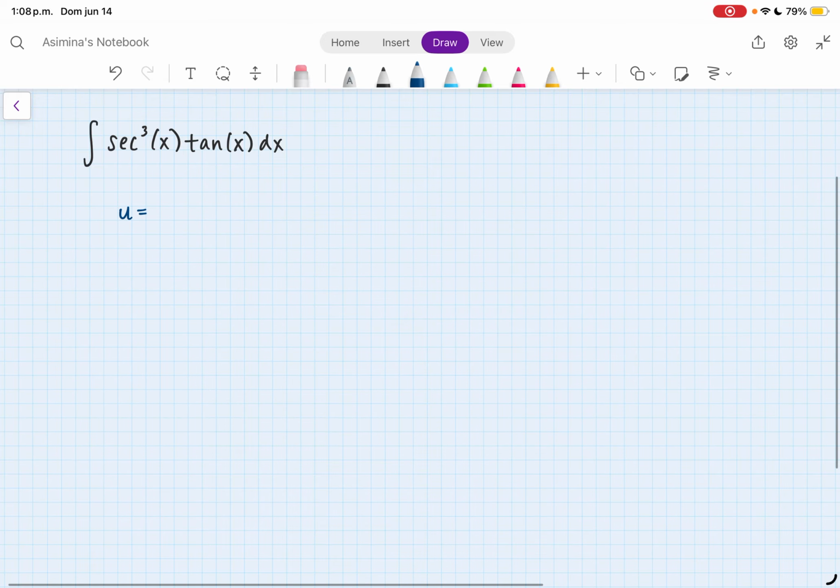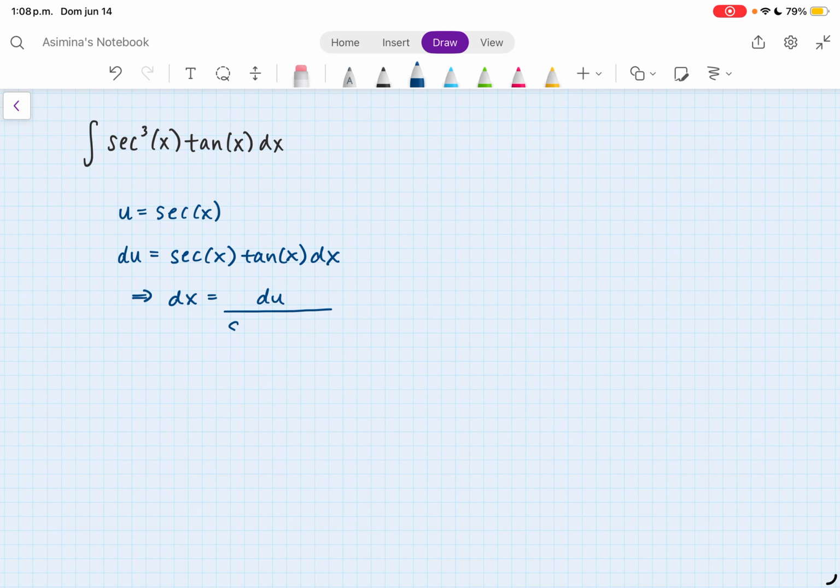We'll let u equal secant of x. So du is secant of x tan x dx. So in particular, dx equals du divided by secant of x tan x. Now let's see what happens to our integral if we perform this substitution.